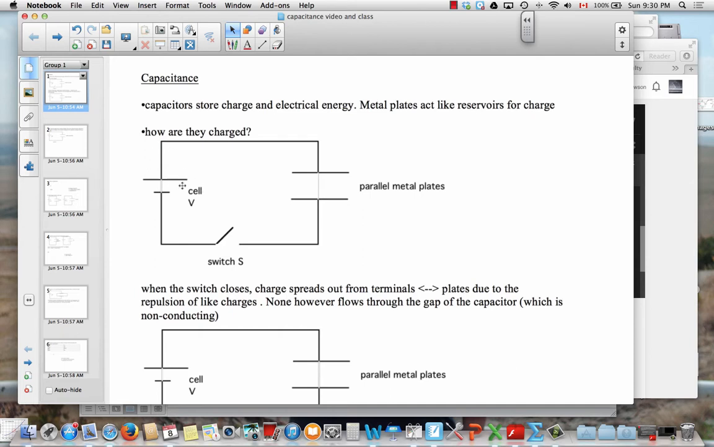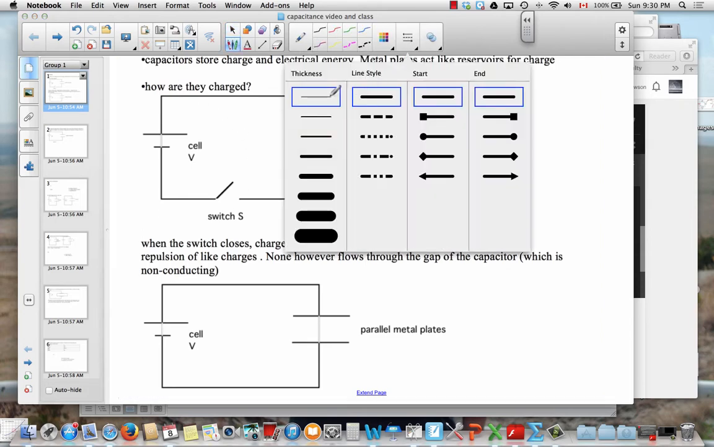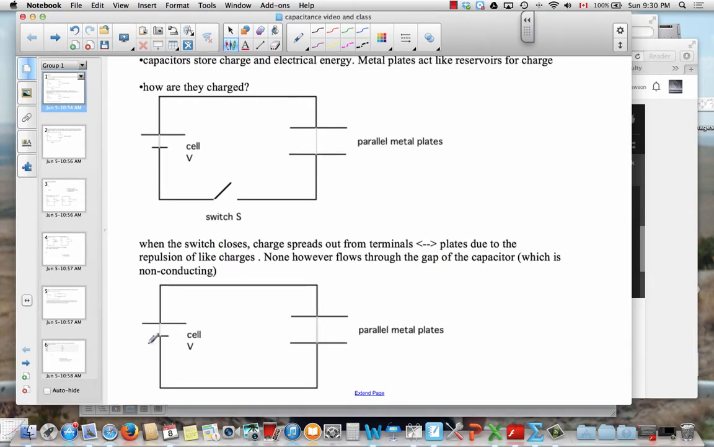Now, if you connect it up to a cell and close the switch, then there is an open circuit here. So you wouldn't think that any charge could flow, but remember, think of these things as being large reservoirs. And so what will happen is that when you close that switch, there's excess charge at the negative terminal of the power supply. So there's excess negative charge here.